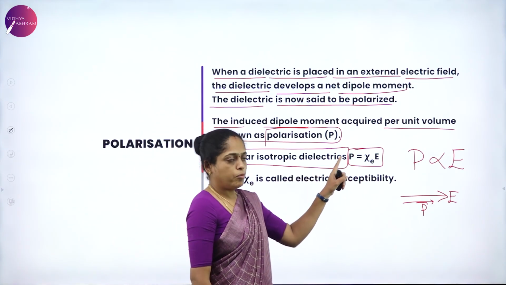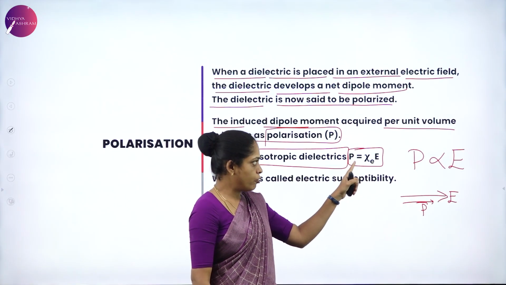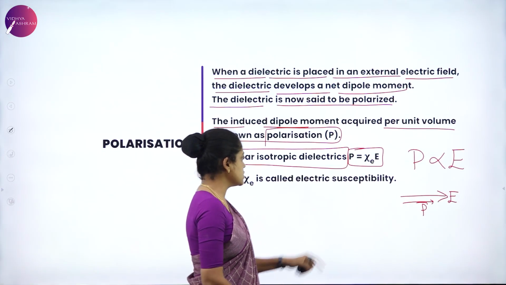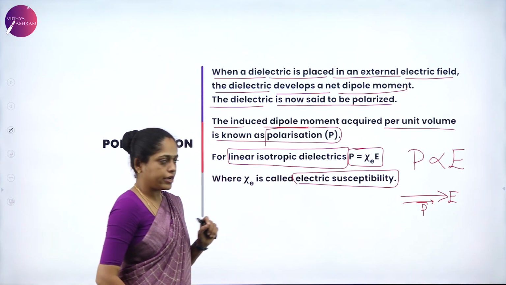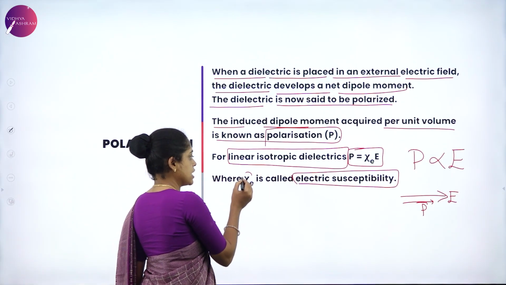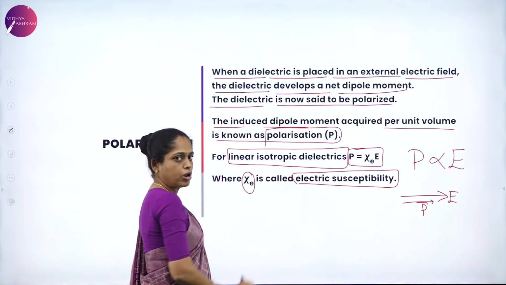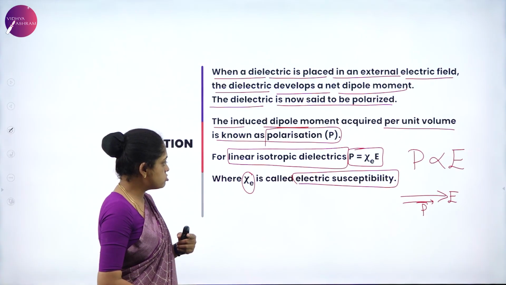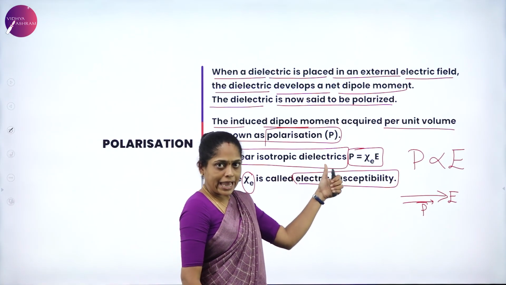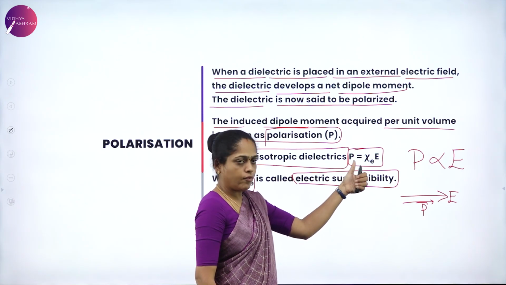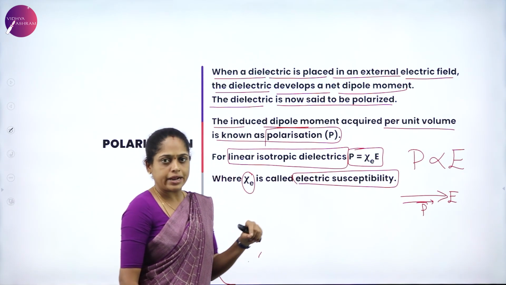And this P, polarization, is directly proportional to the electric field, and the proportionality constant is electric susceptibility. The symbol of electric susceptibility is chi, where E is the electric field. So, for a linear isotropic dielectric, P is equal to chi times E, where E is the electric field.